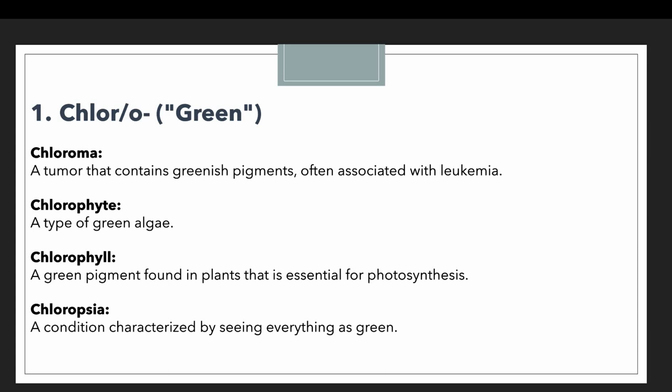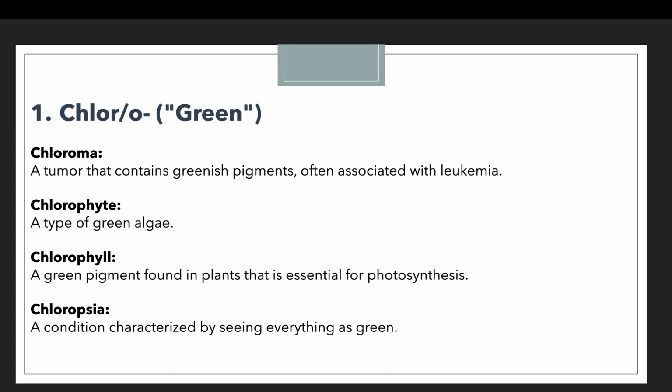Then we have chlorophyte. Now what is chlorophyte? Chlorophyte is a type of green algae. So when you want to showcase something as a green algae, then you will use the medical terminology chlorophyte. And that chlorophyte is composed with the prefix chloro, which is again used to denote the green color.